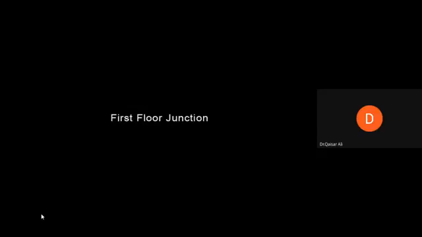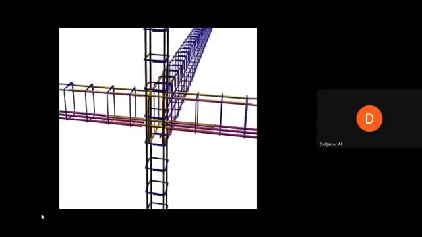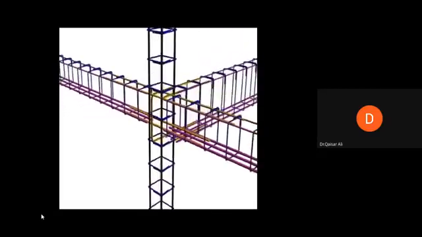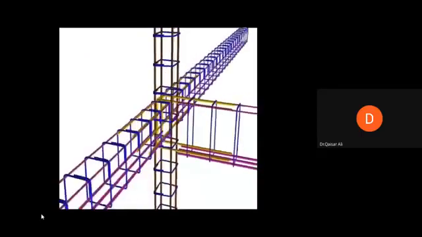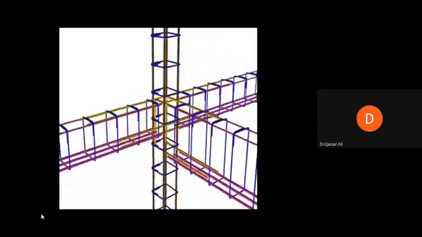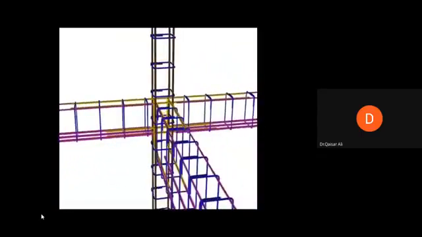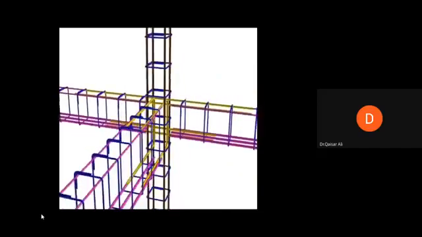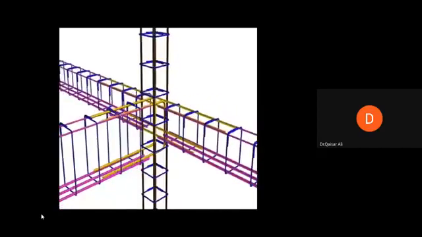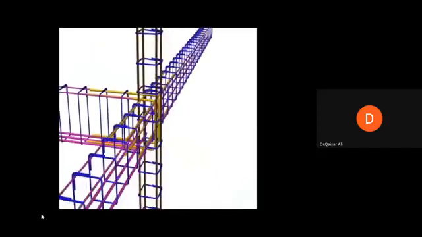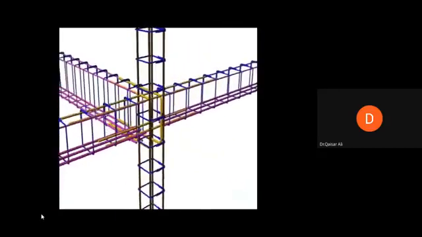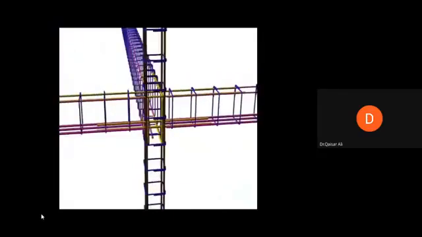This is another junction, which is basically an edge column. At an edge column, one of the beams is passing through the column, and another beam's reinforcement terminates inside the column. In the beam, we also have longitudinal reinforcement and lateral reinforcement. This lateral reinforcement in beams is called stirrups, and the lateral reinforcement in the column is called ties, lateral ties.